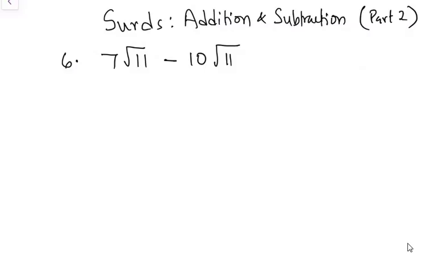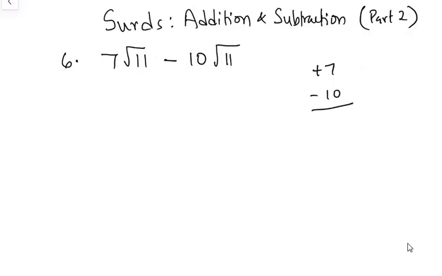In this instance, we have 7 root 11 minus 10 root 11. Please, when you see exercises like this, you want to exercise caution. It was intentionally placed to confuse whether you understand the addition and subtraction. So in this case, just like we did in question number 5, we have plus 7 and we have minus 10. The same principle applies.